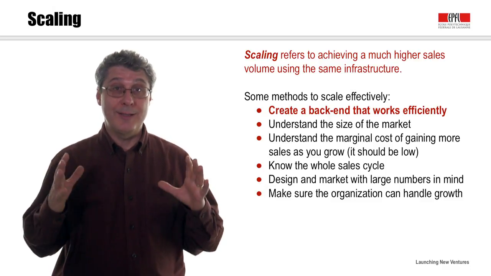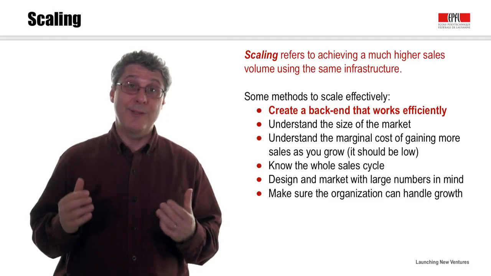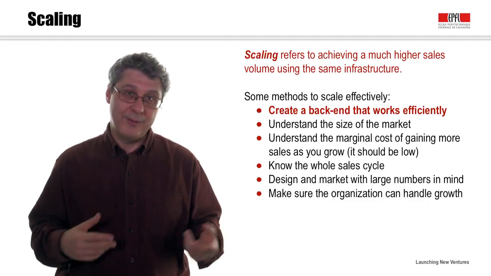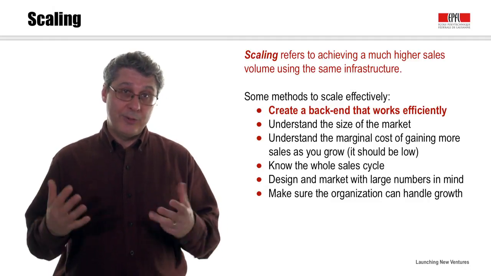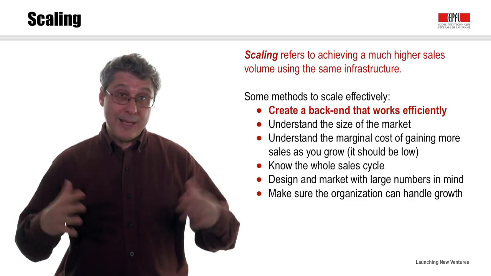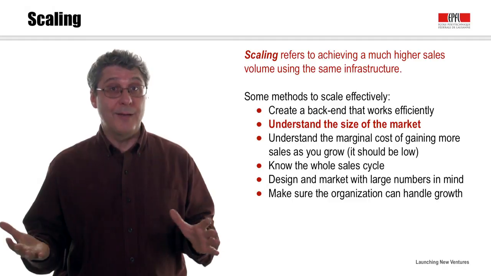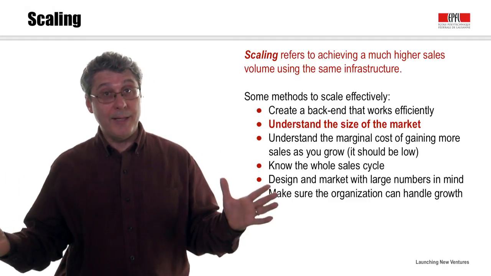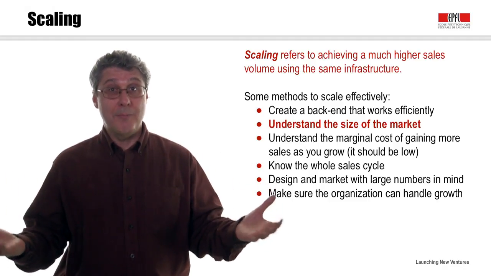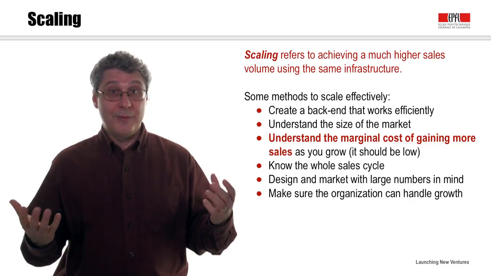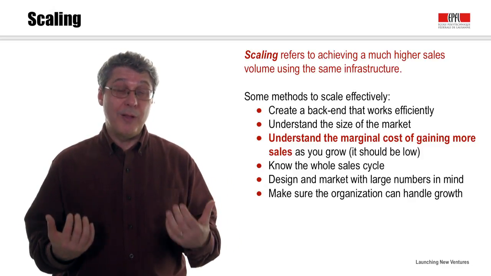So back end is something that the customer doesn't see. So it could be order fulfillment, and delivery, etc. Those kinds of things need to be ready for high volume. You need to understand the potential size of the market and think about how big it is. And then having the marginal cost of gaining more sales be relatively low.